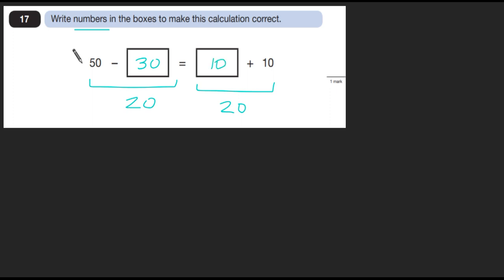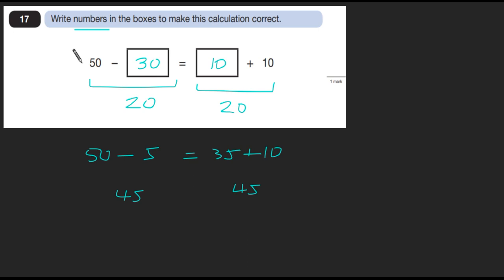But for this question, this is not the only answer. You can put anything. So let's say 50 minus 5 is 45. And you can say 35 plus 10 also 45. So the examiner allows any correct answer for this one.